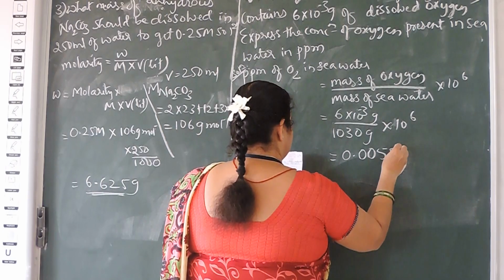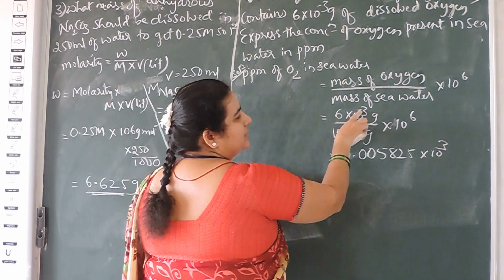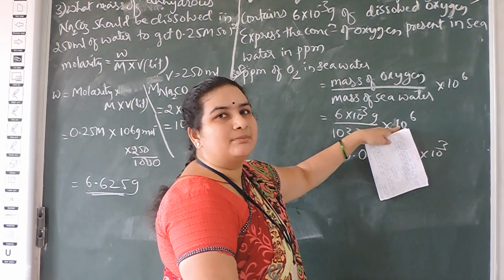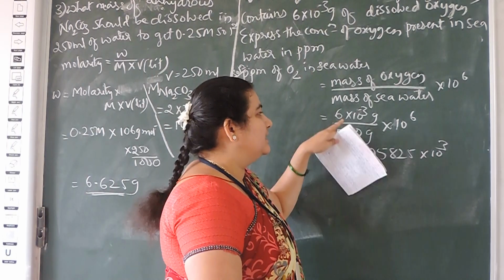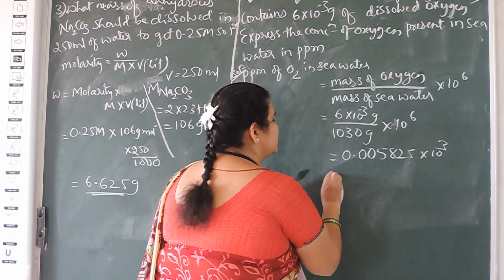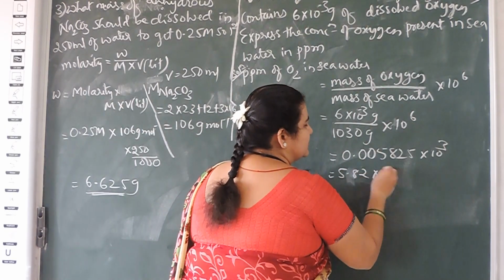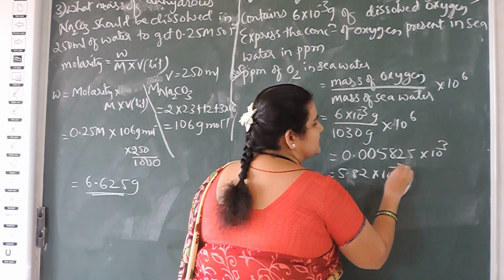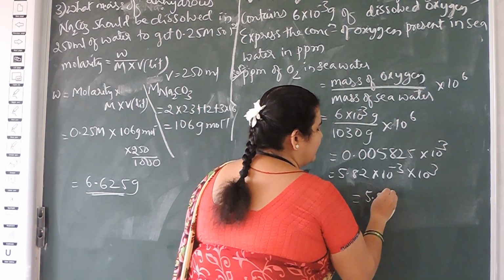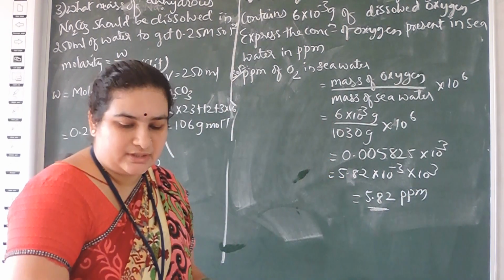It will be 0.005825 into 10 raised to 3. So here 10 raised to minus 3 and 10 raised to plus 3, the quantity will cancel. So it is 5.82 ppm. Now next one.